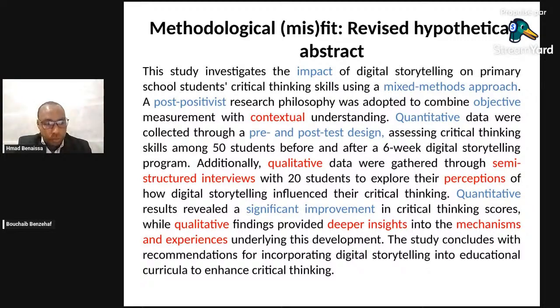So a post-positivist philosophy, which implies the existence of one reality, but one reality that is imperfectly knowable due to human limitations and complexity of phenomena. This post-positivist philosophy balances quantitative rigor with qualitative depth. This revised abstract uses the mixed methods design to confidently claim impact while also exploring the underlying processes and experiences, providing a balanced and rigorous approach. I hope that things are clear so far.